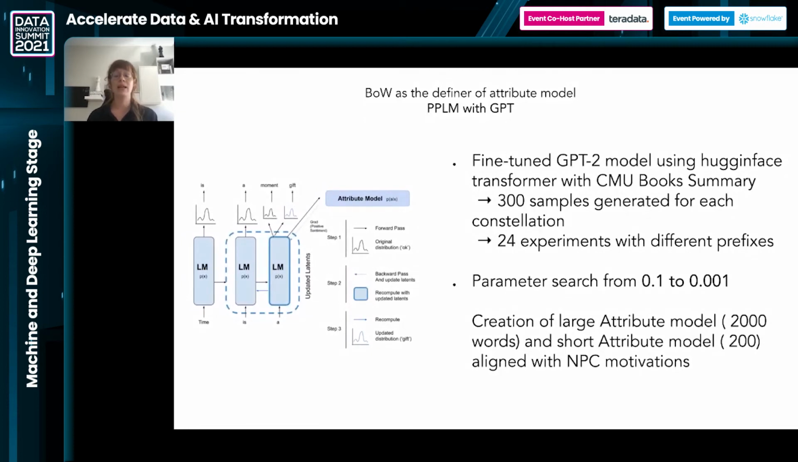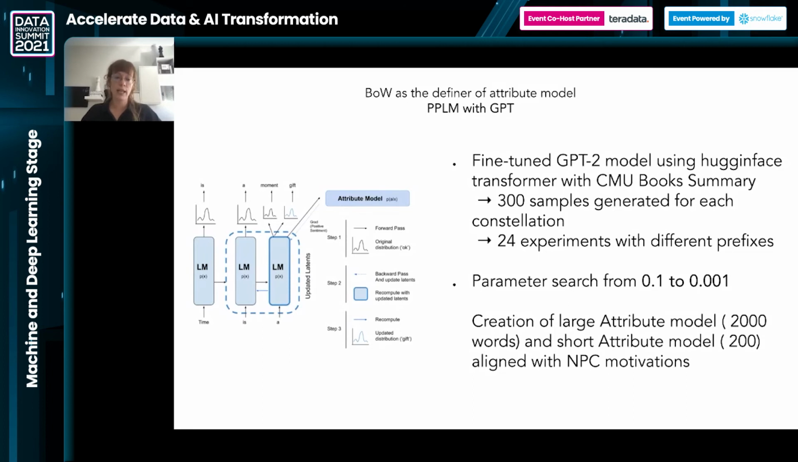We made an exploration of 300 samples generated for each configuration, in a total of 24 experiments with different prefixes. Regarding the hyperparameter search for this strength factor, we went from 0.1 to 0.001, so on the order of two orders of magnitude. And we created two attribute models, one of 2,000 words, and another, a shorter attribute model, with 200 words aligned with the agent's motivation. This means that we made a bag of words of the vocabulary that the agent would use to respond.